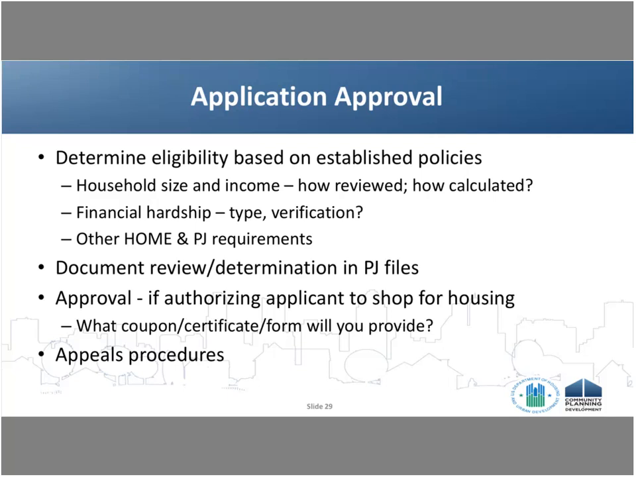Finally, you need to have a process for notifying applicants that are denied assistance and procedures for appeal. Applicants who are denied assistance need to be notified in writing and given an opportunity to appeal the decision. While appeals can be reviewed by program staff, many PJs have designated a higher level of review for appeals to ensure fairness and an objective review. You need to establish what your procedures will be for the appeal process.